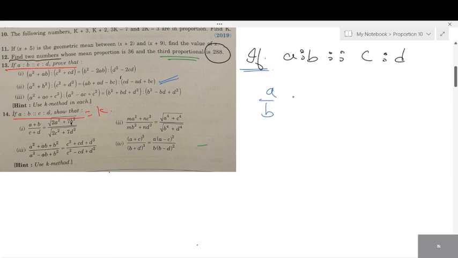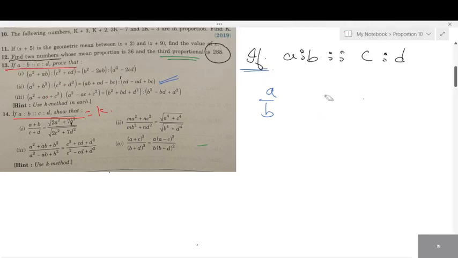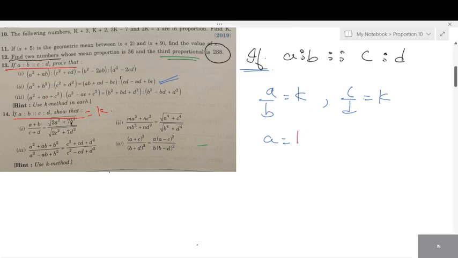First you have to take A by B is equal to C by D is equal to K. Or you can take it as A by B is equal to K, comma, C by D is equal to K. Cross multiply, B to the other side. A is equal to KB, C is equal to KD. This is what you have to substitute.